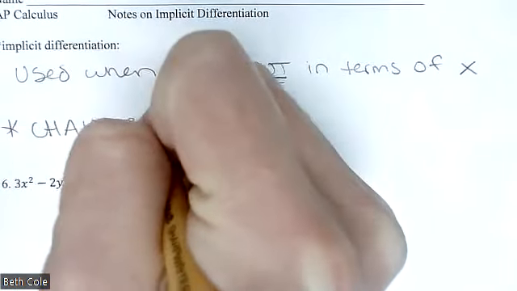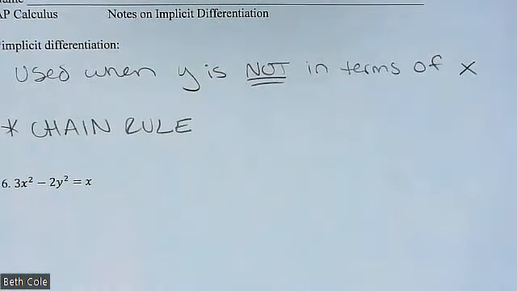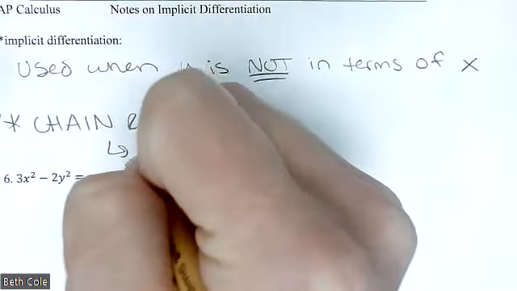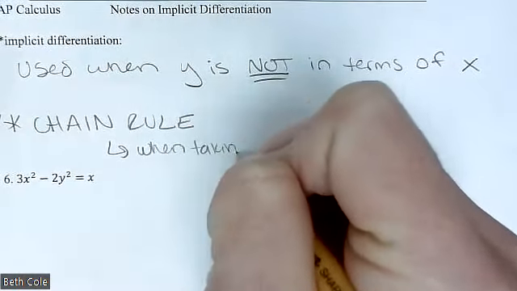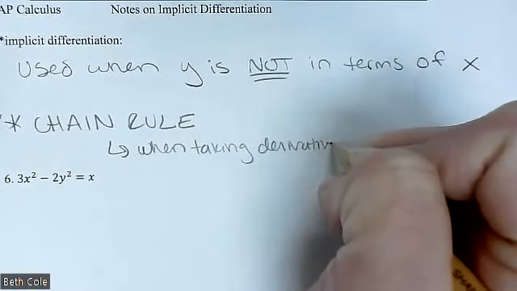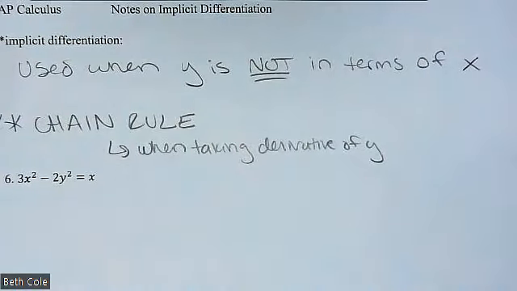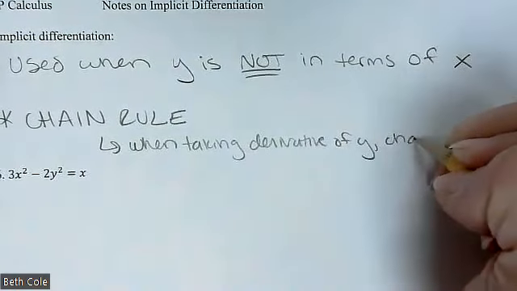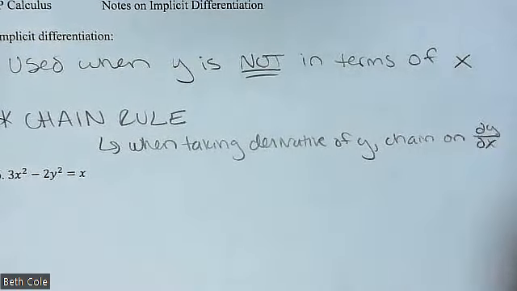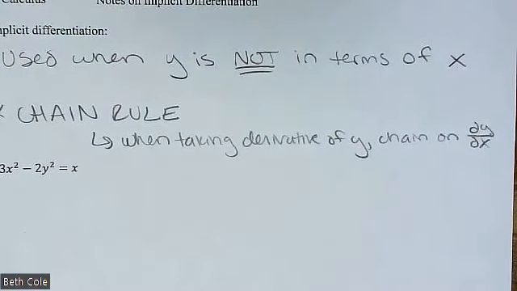And then this is the big thing: chain rule. So when taking the derivative of y, you are going to chain on dy dx. And you really want to write it as dy dx. Remember how there's a lot of different ways you can write a derivative? We have dy dx, we have f prime, we have y prime. You really want to write dy dx so that you notice it.